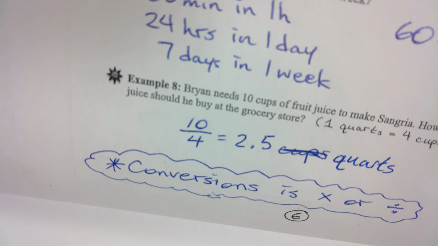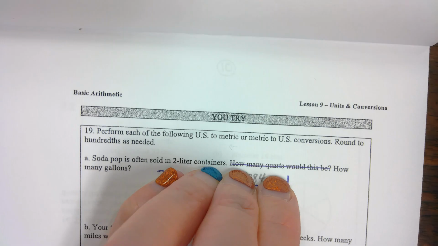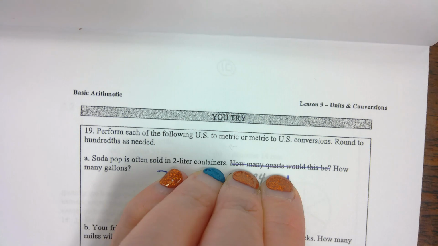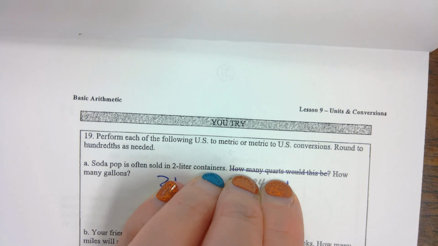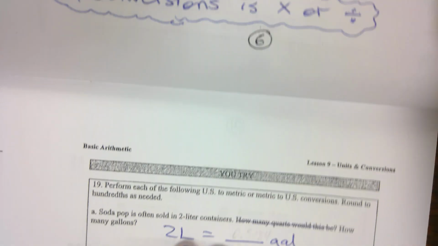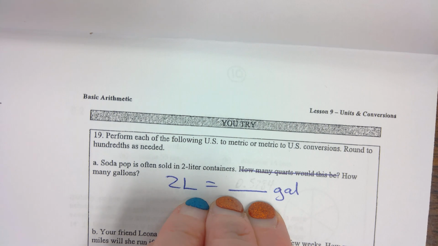Okay, one last one I want to go over right here. So now let's change those imperial and metric. Let's try one. So soda pop is sold in 2 liter bottles. Okay, how many gallons is that? Alright, so I'm comparing liters with gallons. Don't worry about the quarts part. Okay, so I want to go from liter to gallon. Take a look at the conversion chart right here.